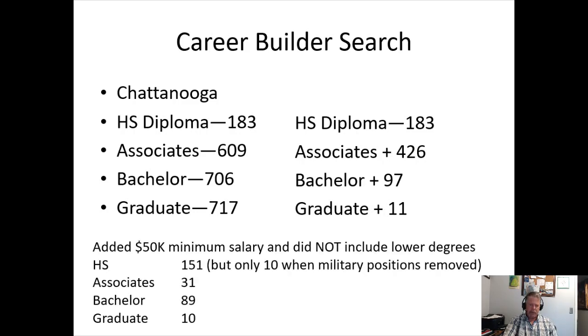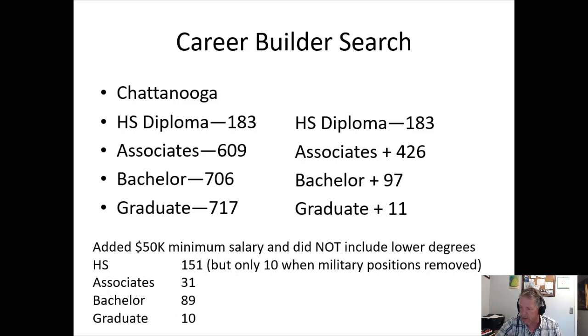Now there's another piece to this. I added a $50,000 salary, okay? And what happened was, look at the numbers. You go, man, with $50,000 almost all the high school jobs still show up. Well, that's because all but 10 were military. The way the military calculates salary includes all the benefits like on-base housing, food, uniform fees, things like that. So really only 10, unless you were going to join the military, had over 50,000.